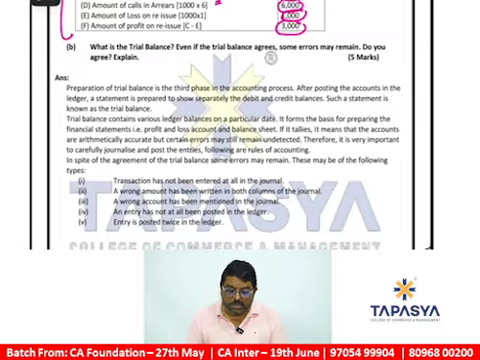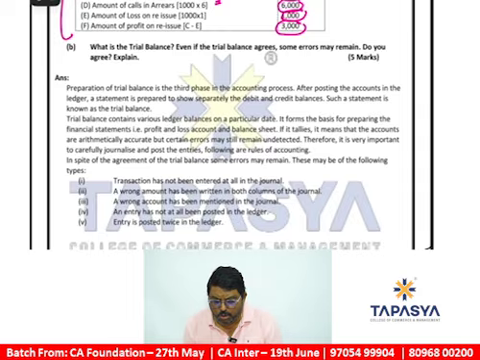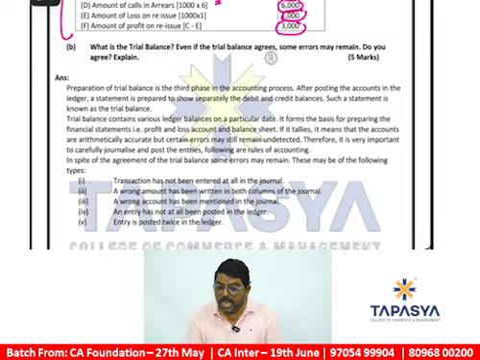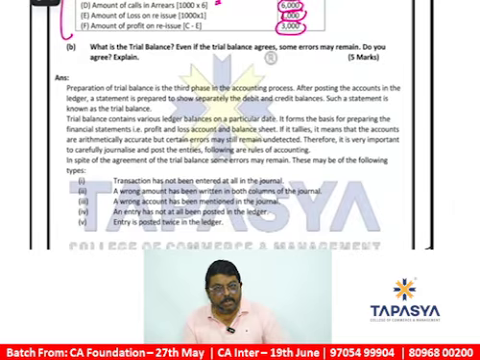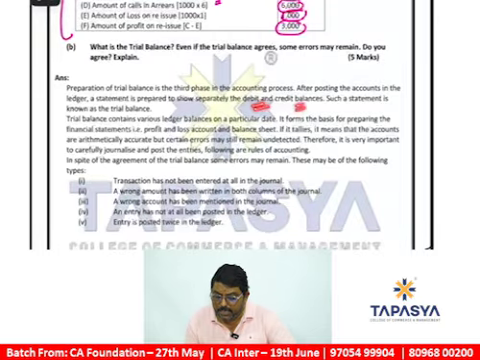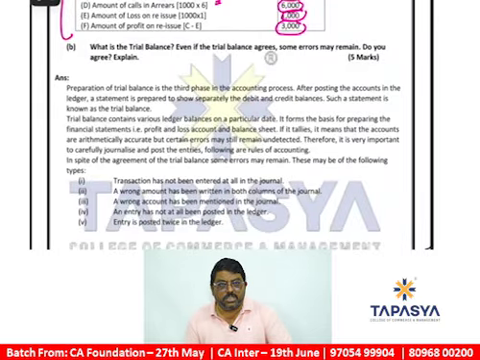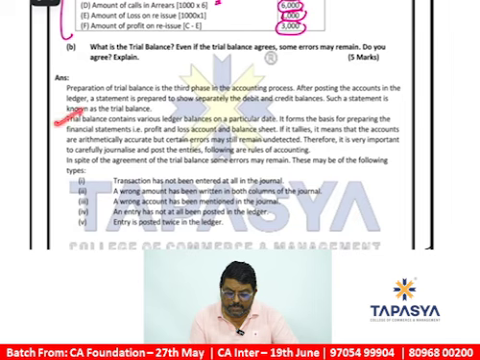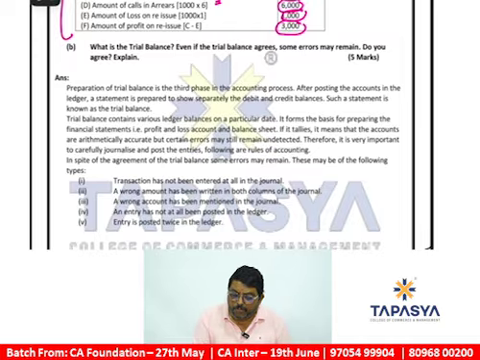Okay, look at what is given here. Preparation of trial balance is the third phase in the accounting process, no doubt: journal, ledger and trial balance. After posting the various ledger items, a statement is separately prepared by taking debit balances and credit balances. Such a statement is called a trial balance. Trial balance contains various ledger balances on a particular date. So while preparing financial statements, P&L and balance sheet, we can definitely take the support of the trial balance.